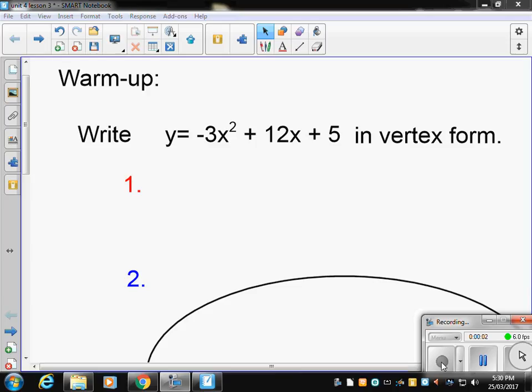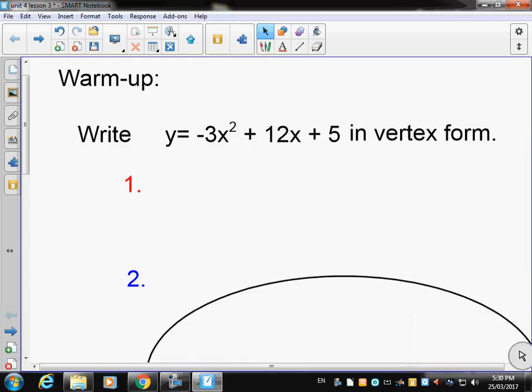All right, day 3, we survived completing the square yesterday, so we're going to start with one that's a little on the tricky side just to make sure we're good to go. So I have an equation in standard form, y equals negative 3x squared plus 12x plus 5, and I want it in vertex form.